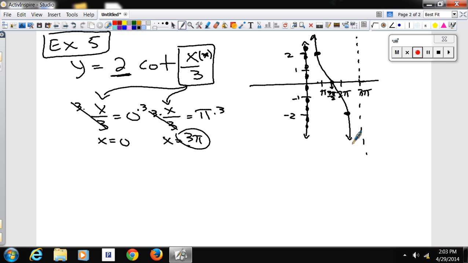Tangents, cotangents, I mean, start at the top and work their way down. If this was a negative, it would have started at the bottom and worked its way up. So you got to get it the right direction. You got to get the right dotted line. That's what we're looking for. Let's go to example 6.